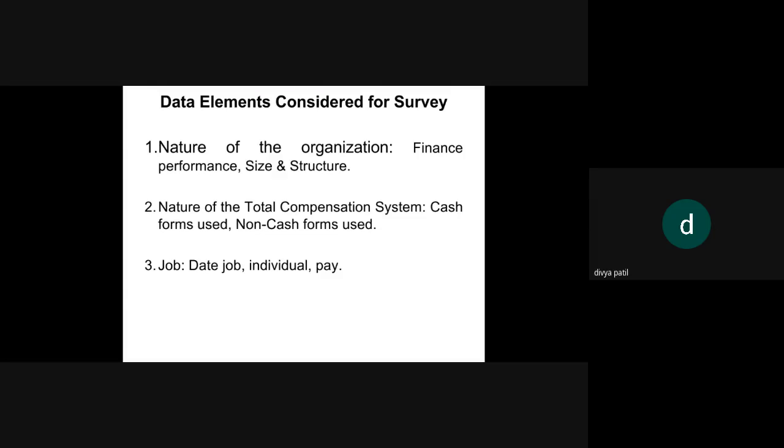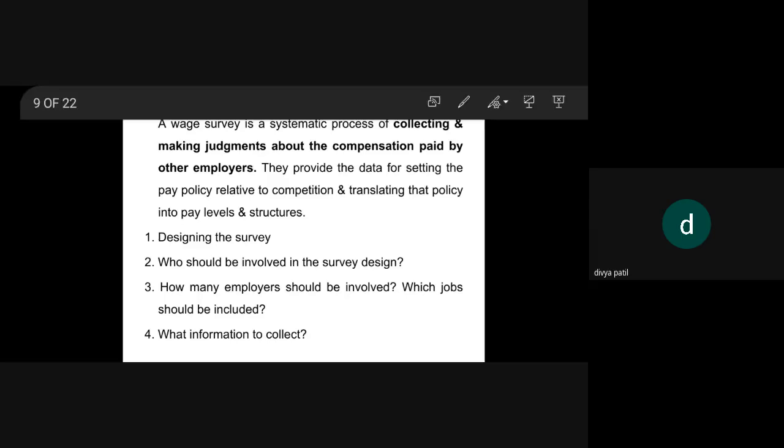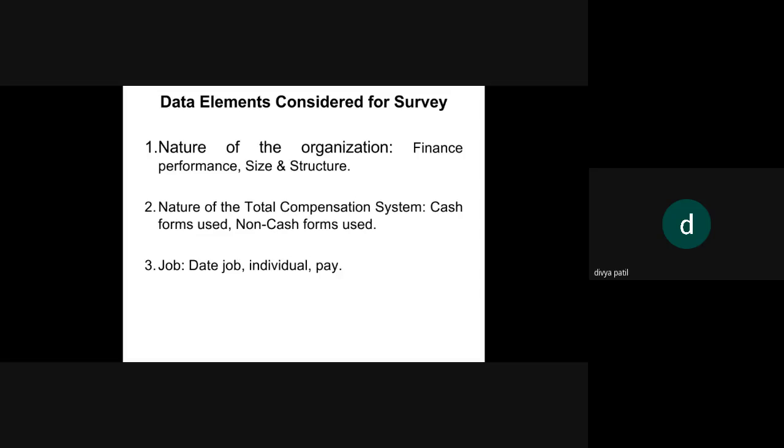Fine. We have some data elements which we are going to consider for the survey. As I told you, see here, one minute. Now see here, what has to be collected is a questionable one. So what has to be collected? These are certain elements here.